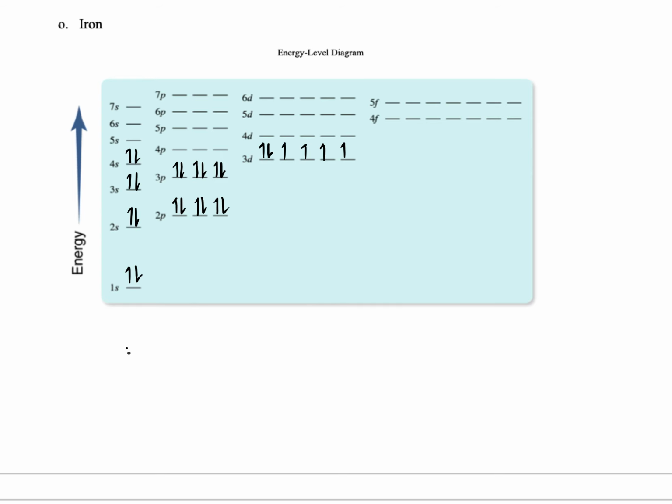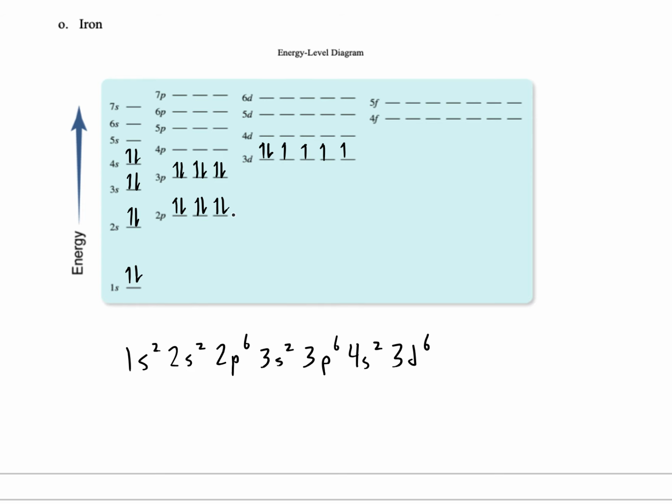This can be written as 1s2, 2s2, 2p6, 3s2, 3p6, 4s2, 3d6.